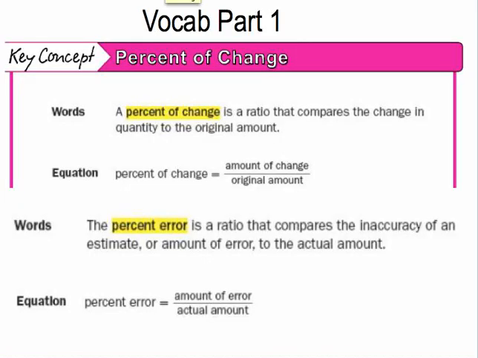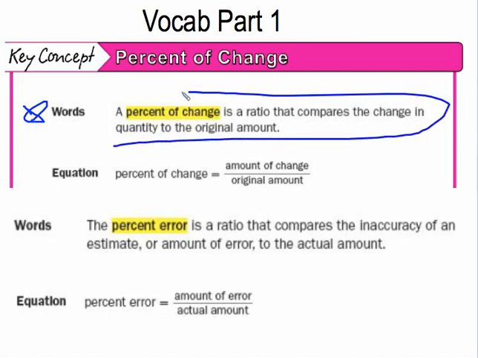A percent of change is a ratio that compares the change in quantity to the original amount. Percent of change is equal to the amount of change over the original amount. While we are doing our notes, this is the vocabulary that I want you to take down. We are going to take this formula down, but also break it down further so that we have something that's easier to work with.